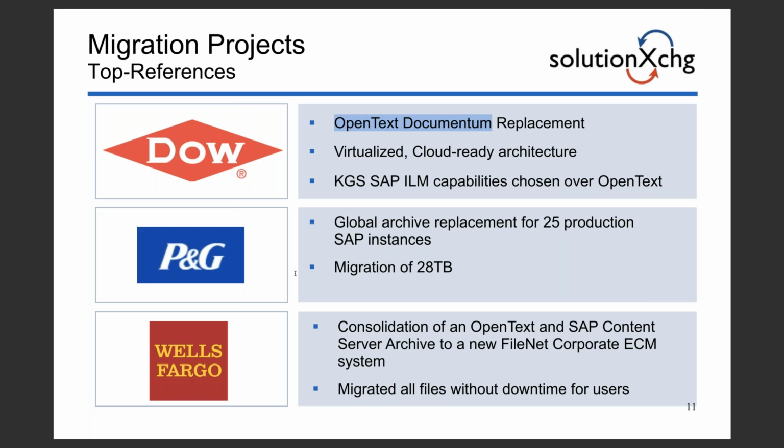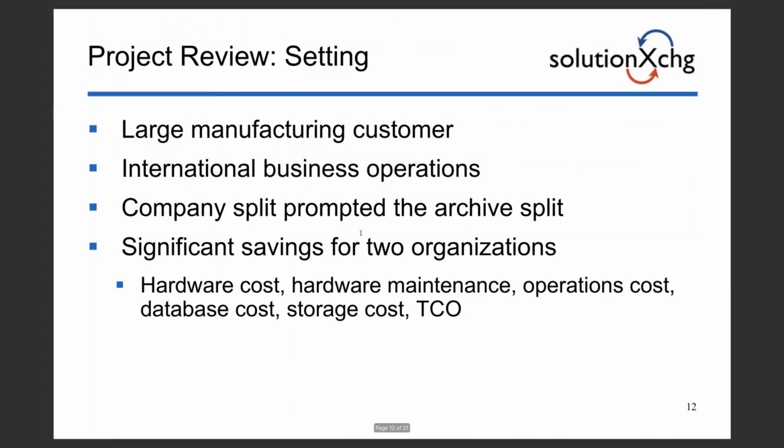Here we migrated from an OpenText and SAP Content Server archive to a FileNet Corporate Enterprise Content Management System, and that was accomplished with absolutely zero downtime for all the users. The users didn't know that the system was replaced in the background, and just by flipping a switch, we sunset the old system and made everything available to users on the new system. And everyone was just working as normal during the whole migration process, adding new documents to the new archive, while reading and retrieving documents from the legacy archives.